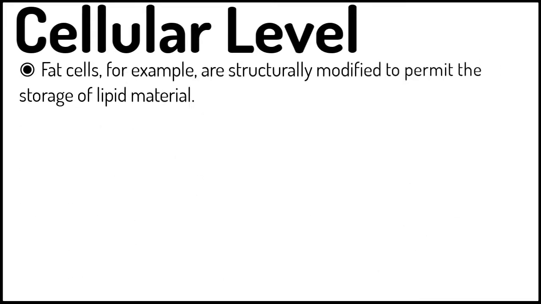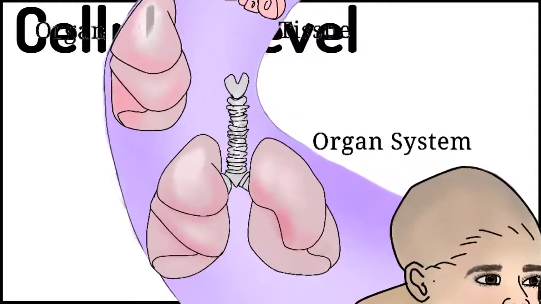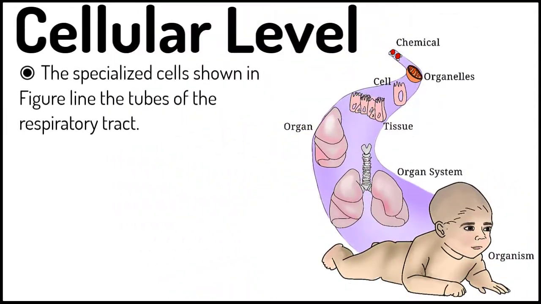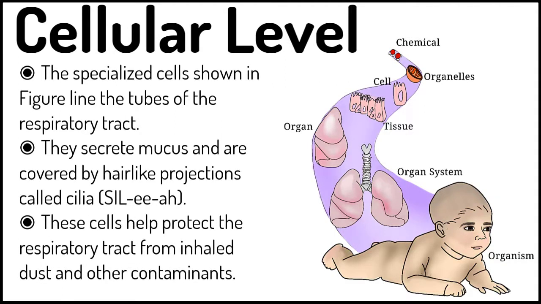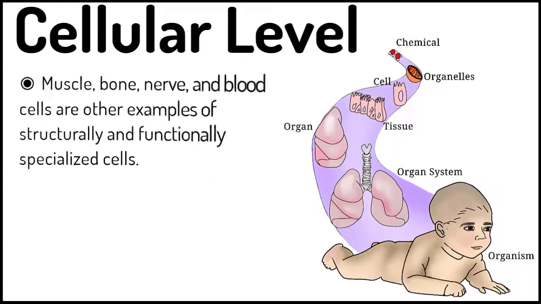For example, fat cells are structurally modified to permit the storage of lipid material. As you can see in this figure, specialized cells line the tubes of the respiratory tract. They secrete mucus and are covered by hair-like projections called cilia. These cells help protect the respiratory tract from inhaled dust and other contaminants. Muscle, bone, nerve, and blood cells are other examples of structurally and functionally specialized cells.